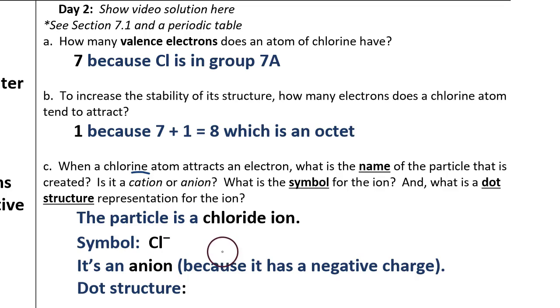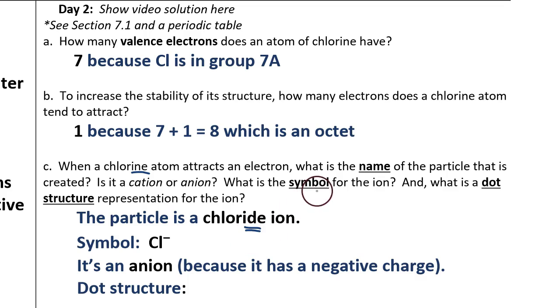If the chlorine atom gained 1 more electron, it's going to have more electrons than protons, and so its overall charge will be negative. Any ion with a negative charge is called an anion. And it's the anions where the name has that "ide" ending. If this was a cation, then the name would not end in "ide." It would retain the same name as the original element.